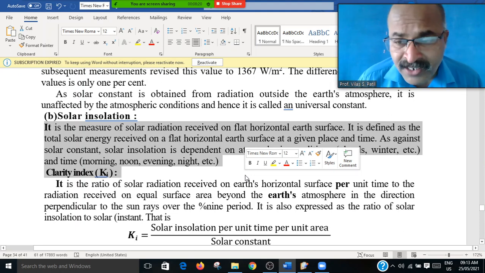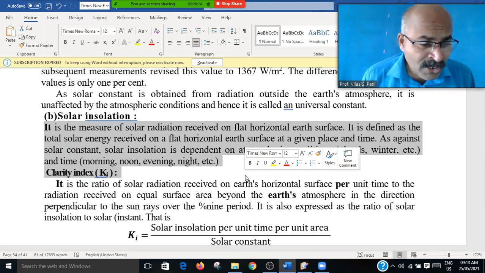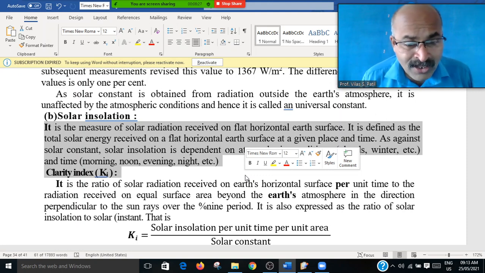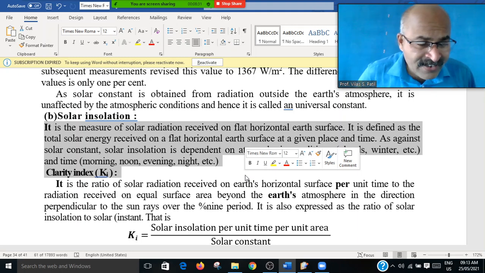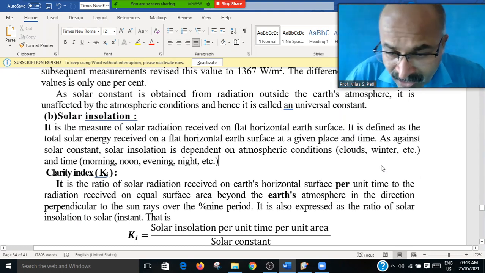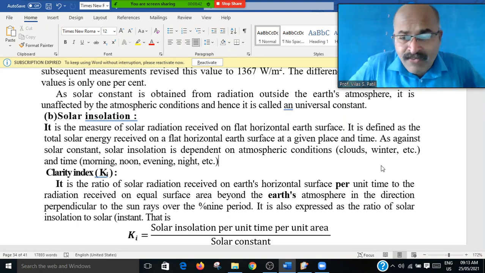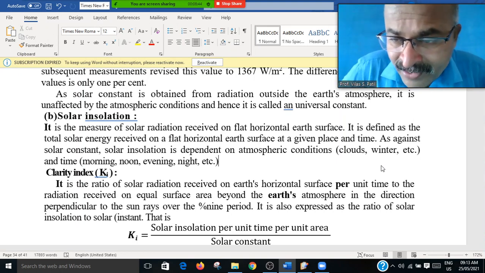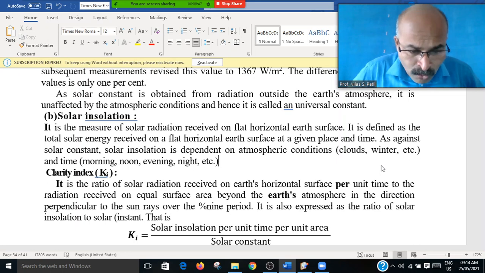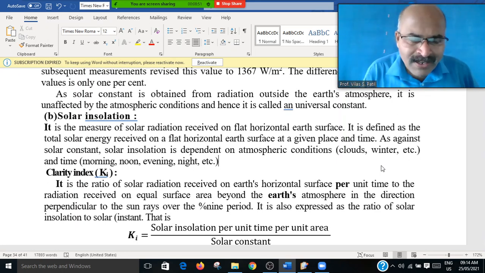It is the measure of the solar radiation received on a flat horizontal earth surface, defined as the total solar energy received on the flat earth surface at a given place at a given time. Against the solar constant, solar insolation depends upon atmospheric conditions such as clouds, winter, night, etc. It also depends on the session: there will be morning, noon, evening, and night. At night, there is the absence of the sun.